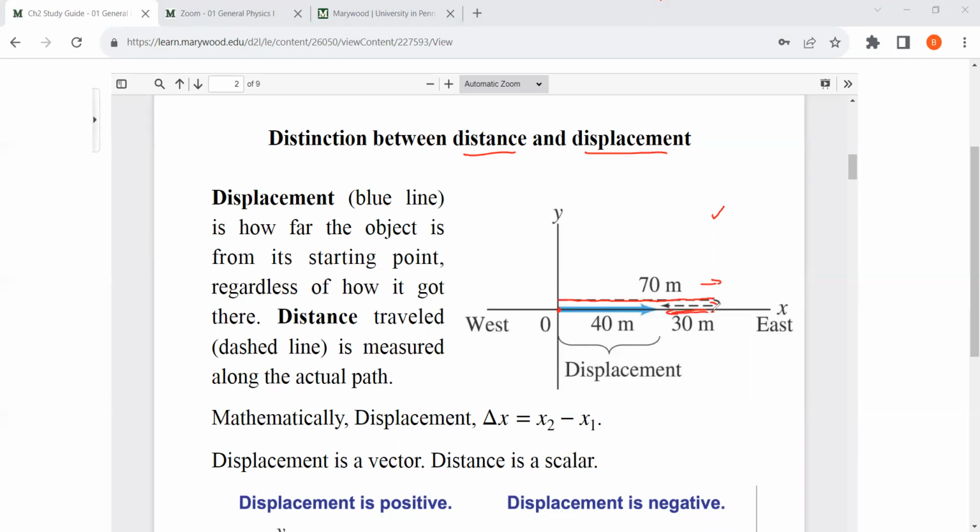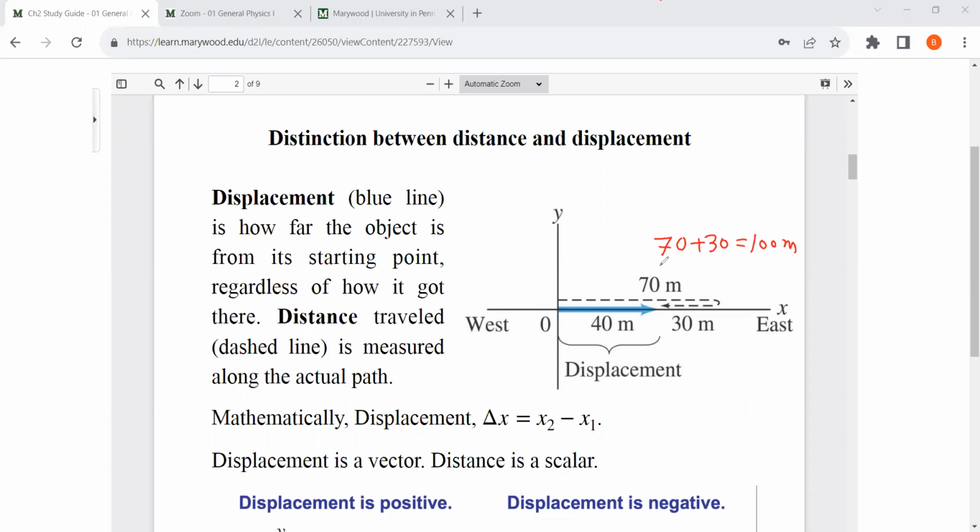Okay, so here he travels 70 plus 30. So the total distance he traveled is 70 plus 30, so 100 meter. Okay, so the total distance he covered or he traveled here is 100 meter. But what is the displacement?